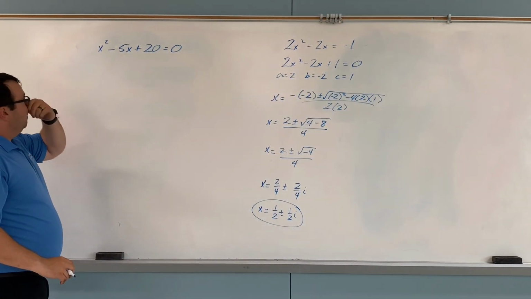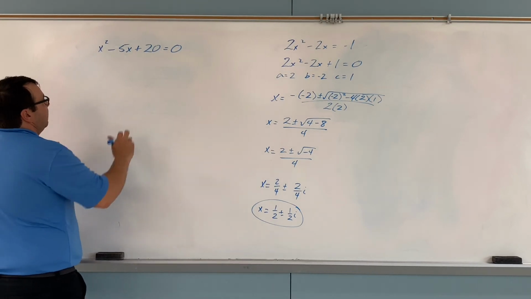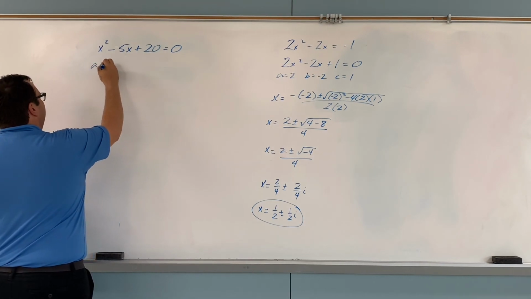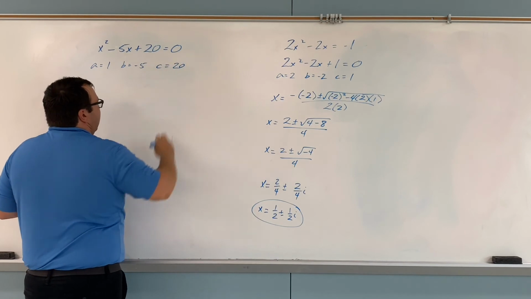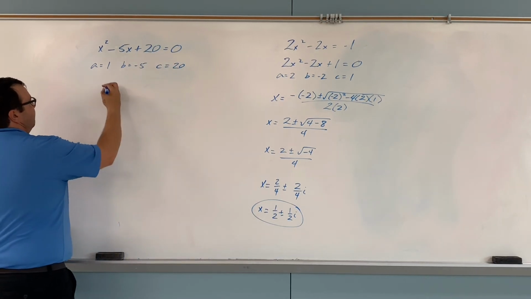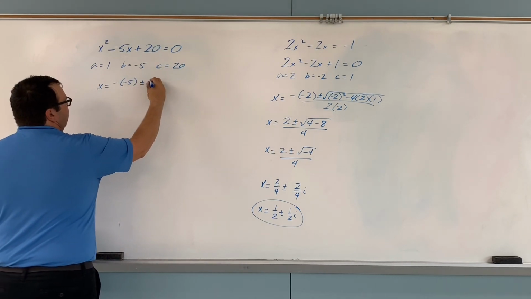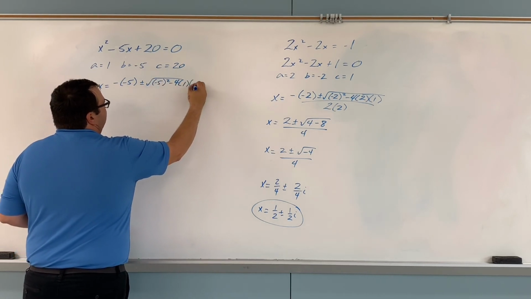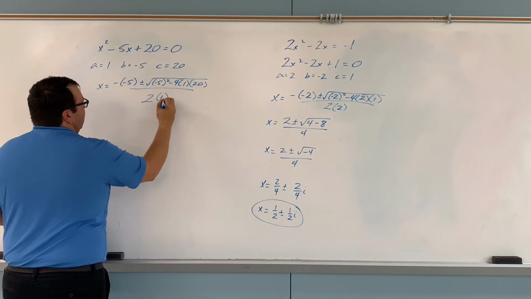So that being said, this problem, technically you could go through and do some different things with it, but it's already in standard quadratic form. So I'm going to say a equals 1, b equals -5, c equals 20. And I'm going to say, let's get the quadratic formula out of the way. So x is equal to -5 plus or minus the square root of -5 squared minus 4 times 1 times 20, divided by 2 times 1.